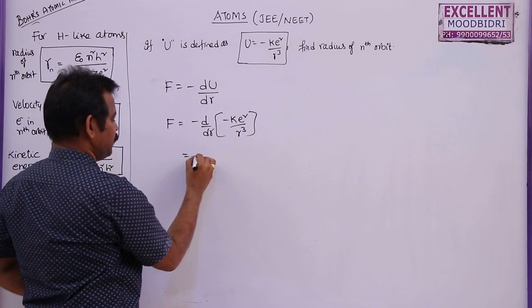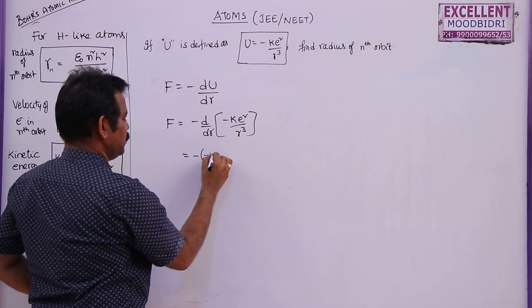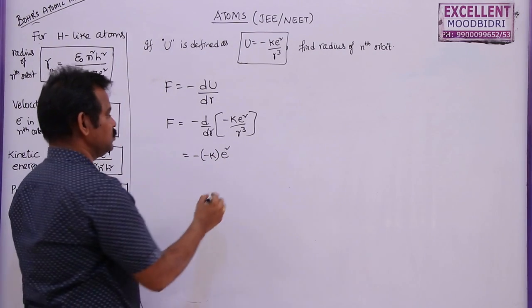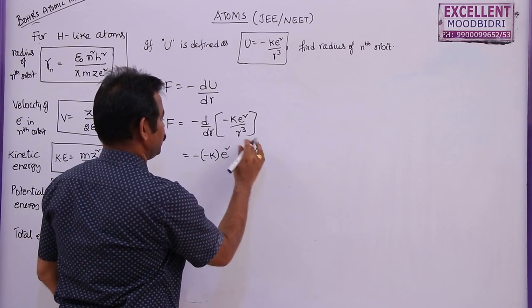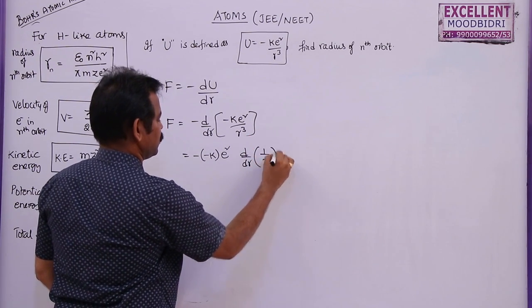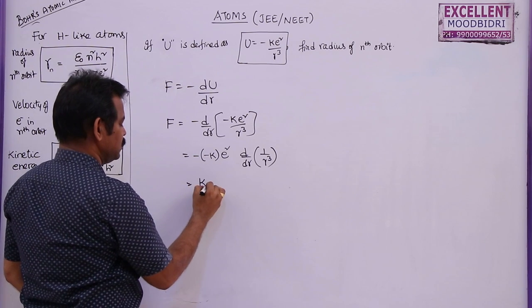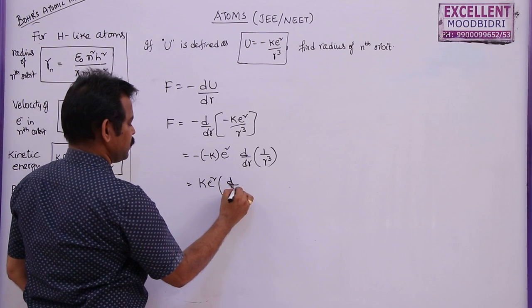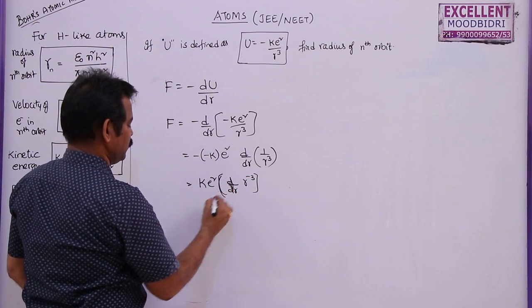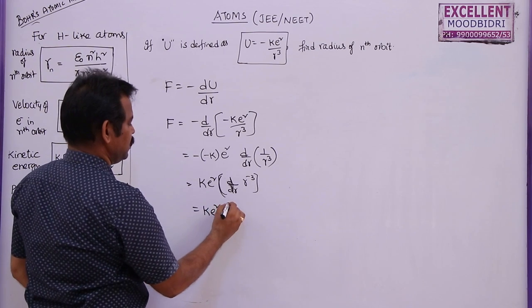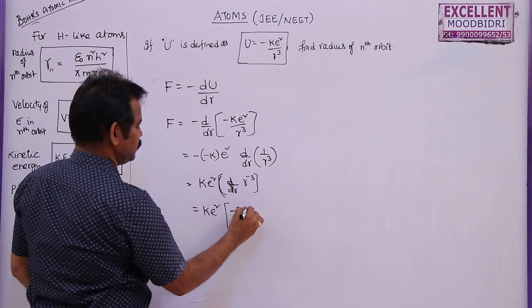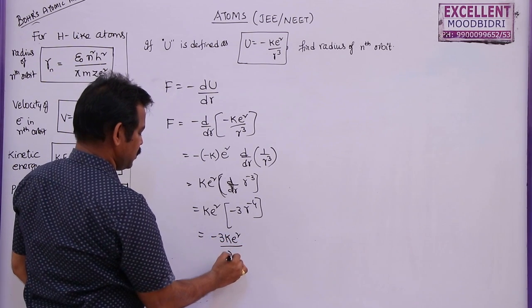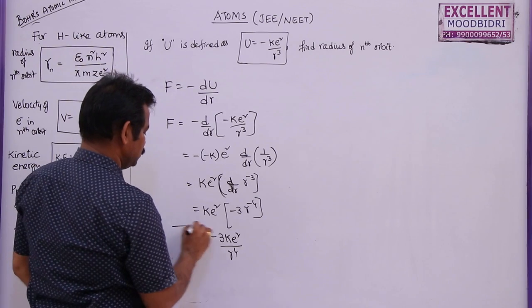So this will become minus of this minus k, which is constant, bring it outside, and e is the charge of electron, which is constant, d by dr of 1 by r cube here. So this minus minus will become plus. This is k e square into the derivative of r power minus 3. So this is k e square, and this will become minus 3 r power minus 4 here. So minus 3 k e square by r power 4. So this is the force.